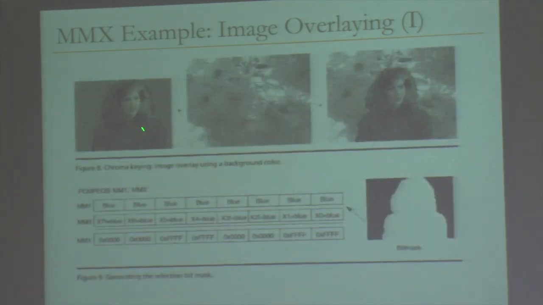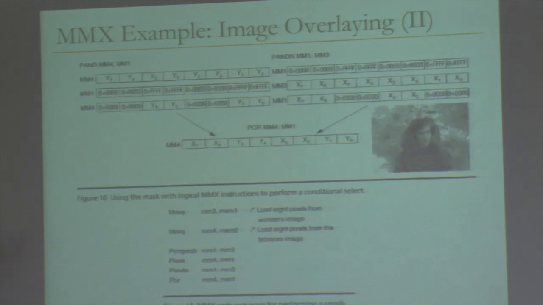Now we've figured out which pixels of this base image are blue. What we want to do is replace those pixels that have evaluated in MM1 to all FFs with pixels from here, and otherwise not disturb this image at all. Right? And that's what these other cryptic operations do.